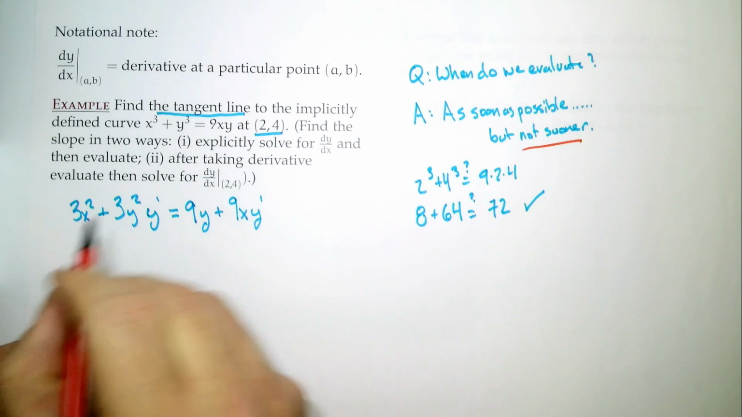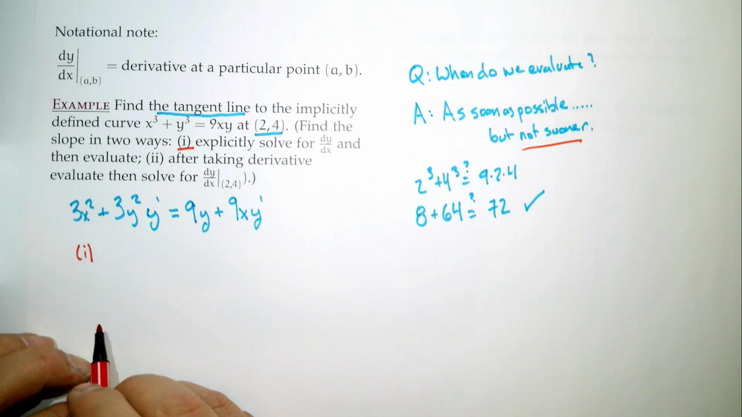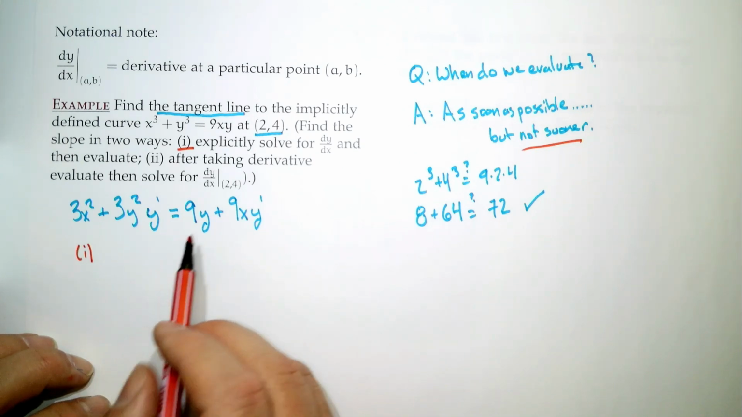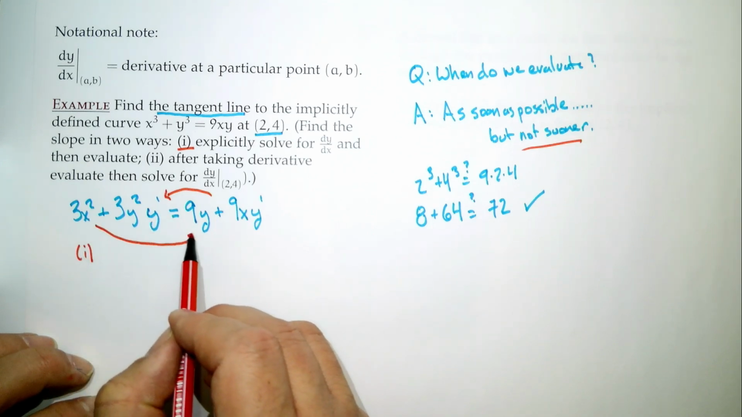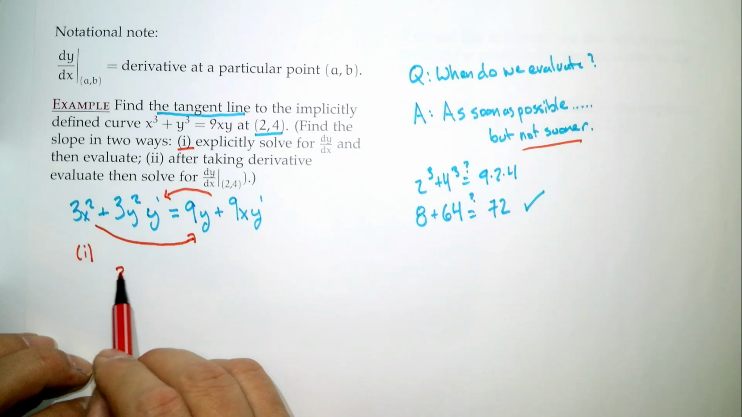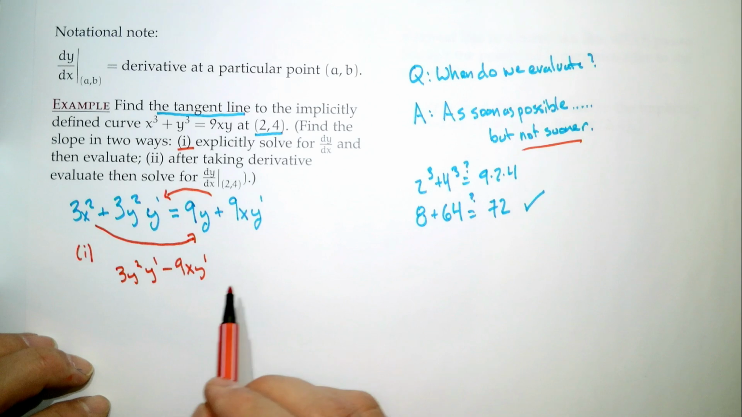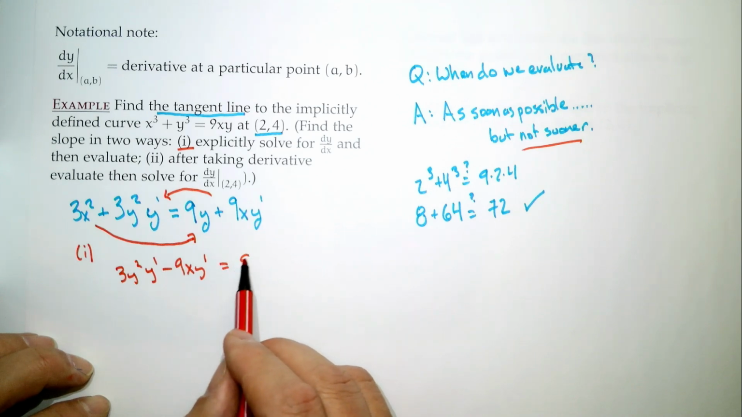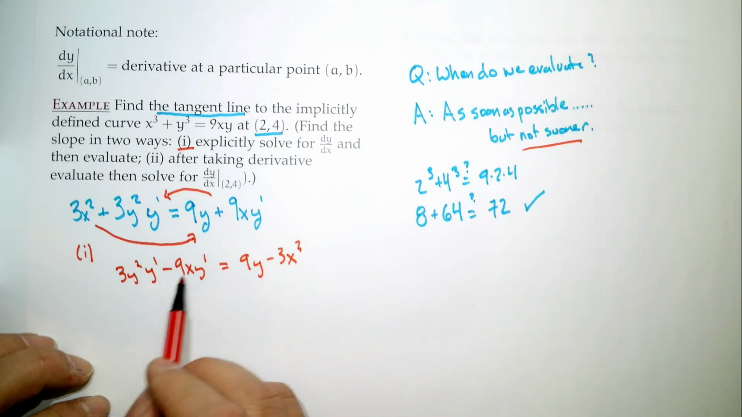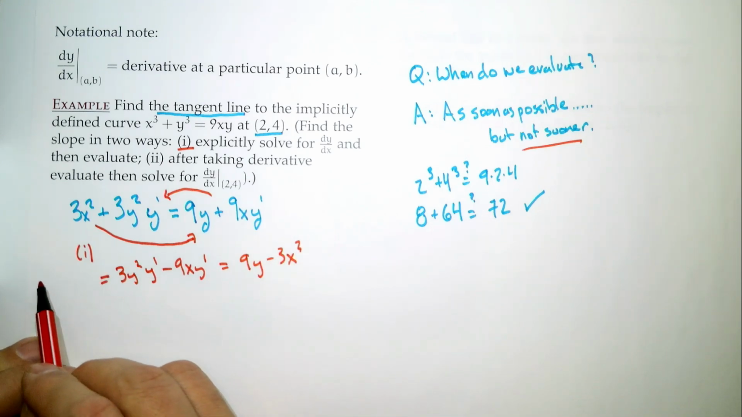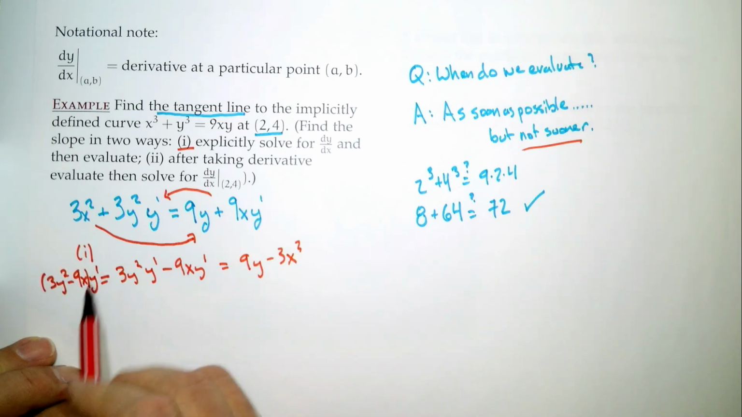But we're going to step back and do option 1. So option 1, okay, explicitly solve for dy/dx. So we're going to move the term with the y prime across and the term without a y prime across. So if we do that, we'll get 3y squared y prime minus 9x y prime will be equal to 9y minus 3x squared. But of course, from here, we can factor a y prime out. So we're going to get 3y squared minus 9x times y prime.